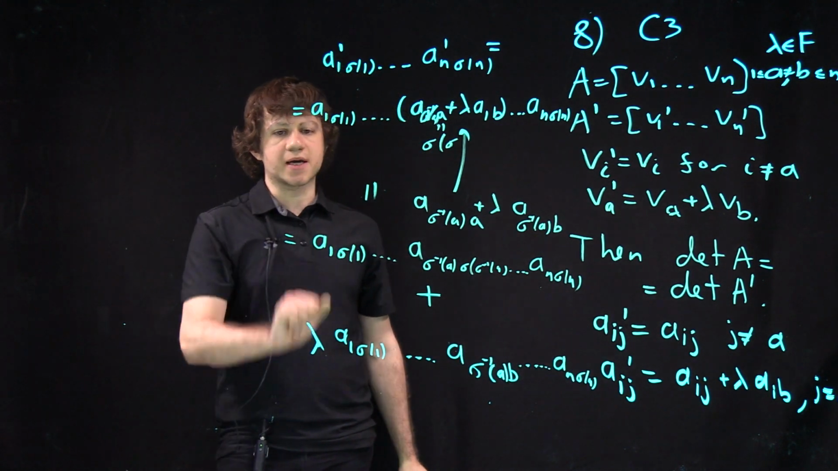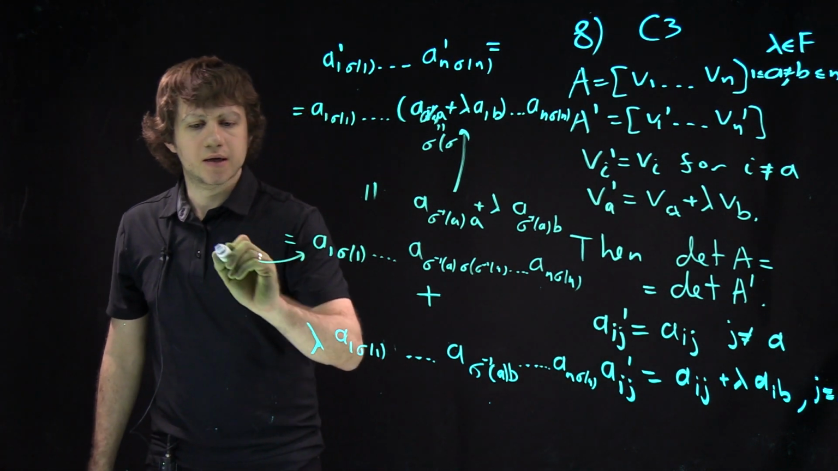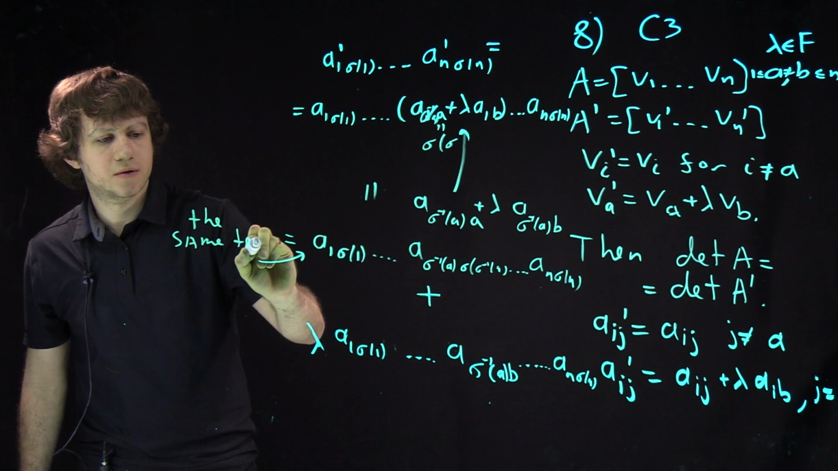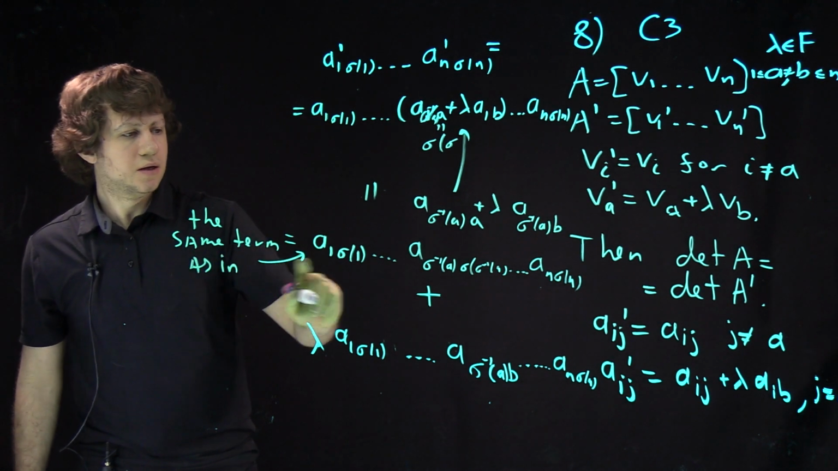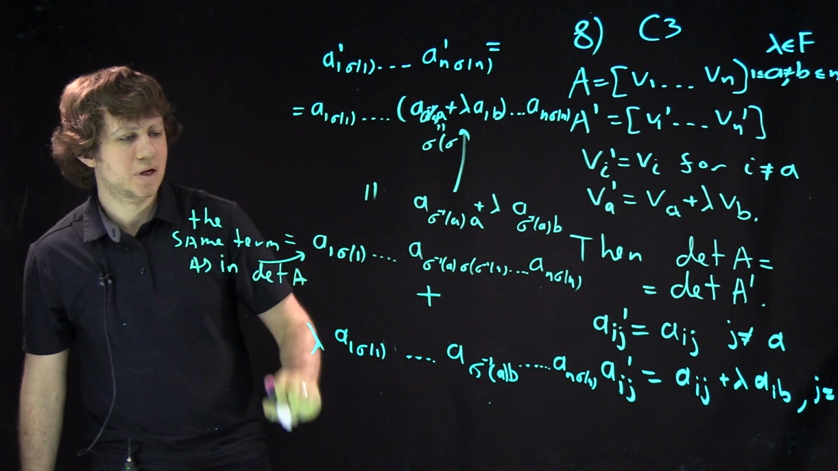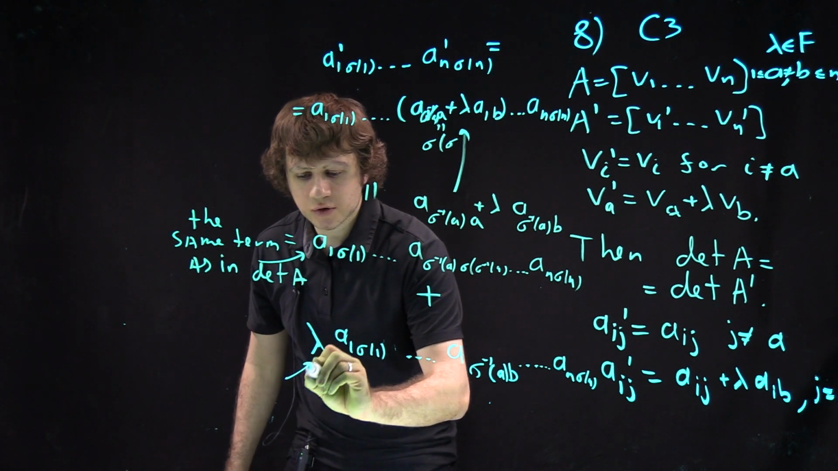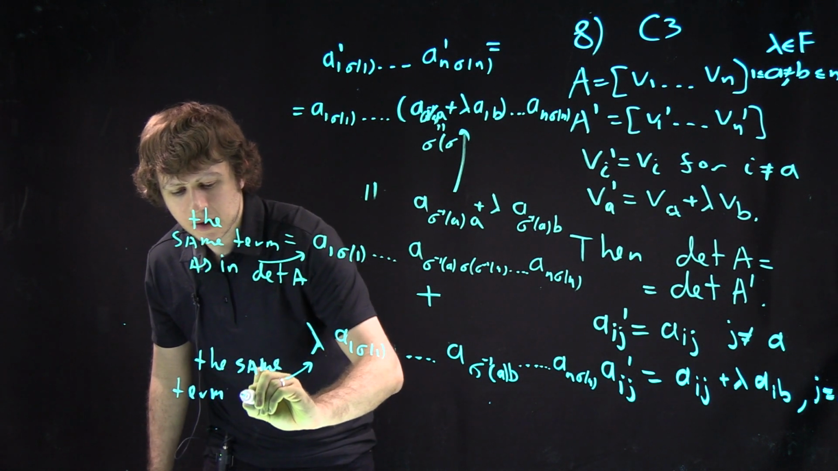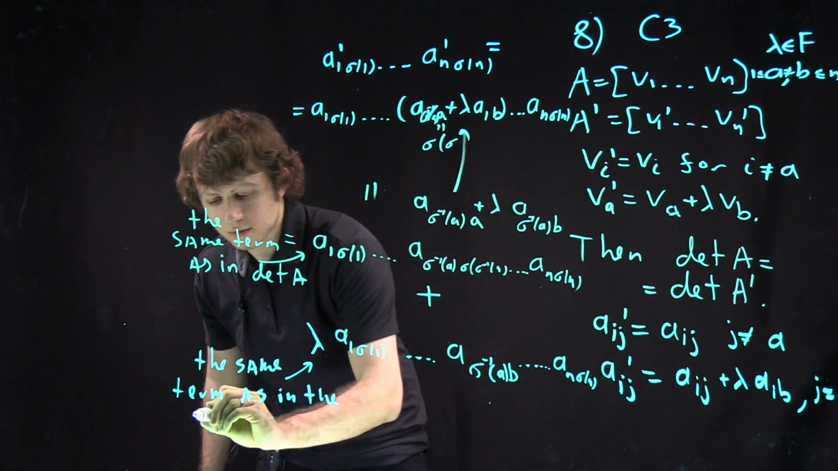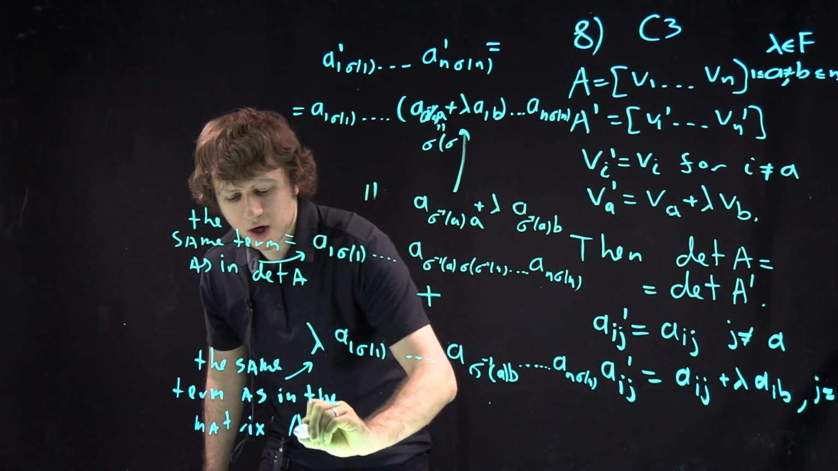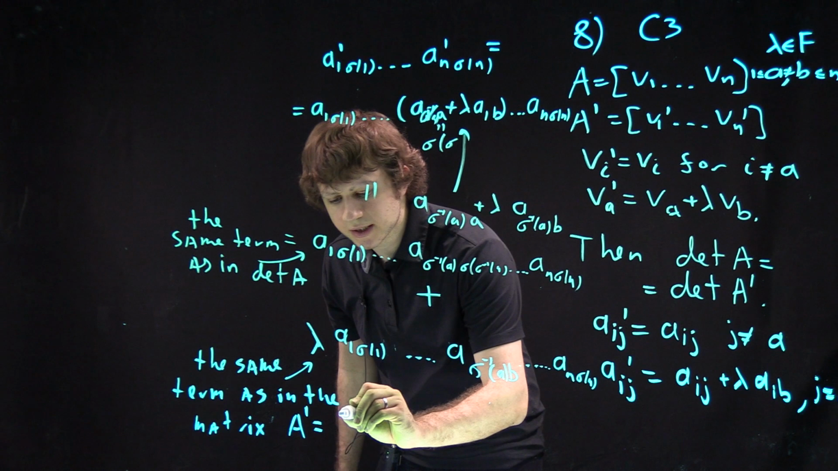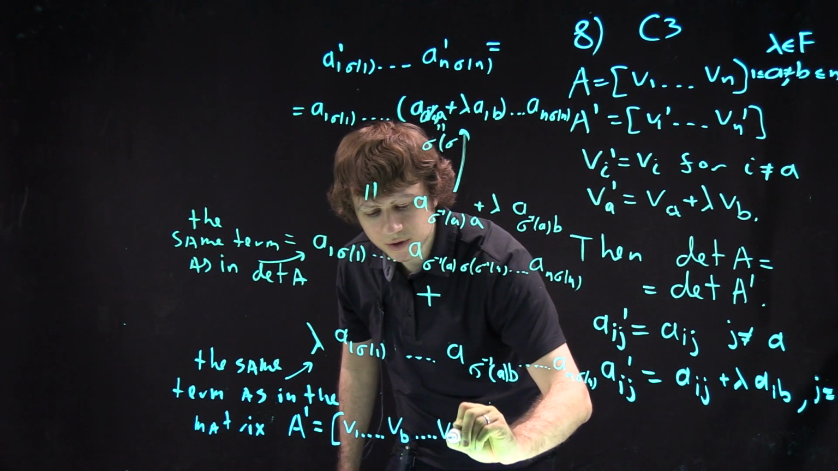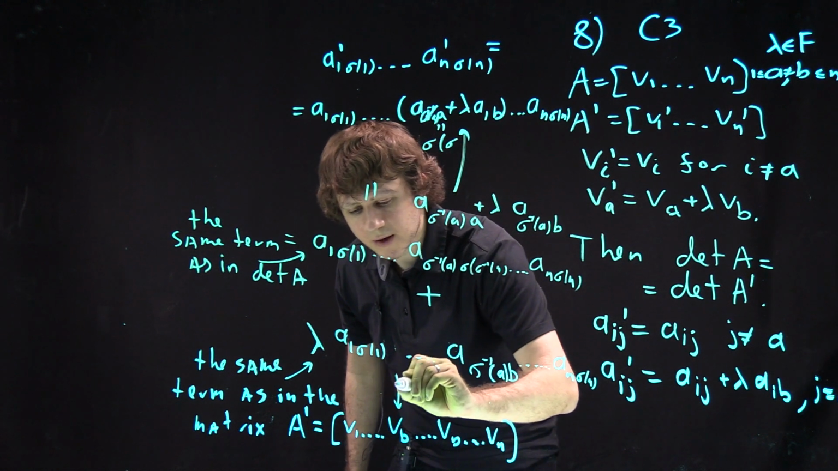Okay, so let's think about it. Of course this is the same term as in the determinant of A. And this guy is the same term as in the matrix, which I will denote A prime, where this matrix is exactly the same matrix as ours, except it is v1 to vb to vn. So this is the same matrix. Instead of va, we just substituted it with vb.